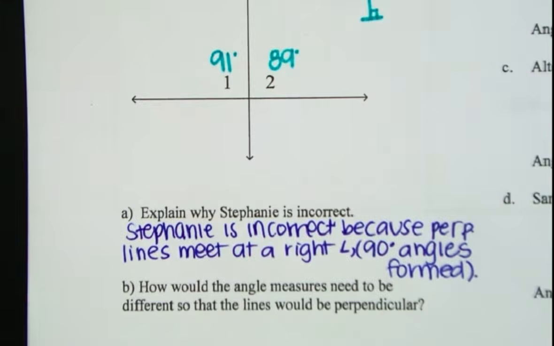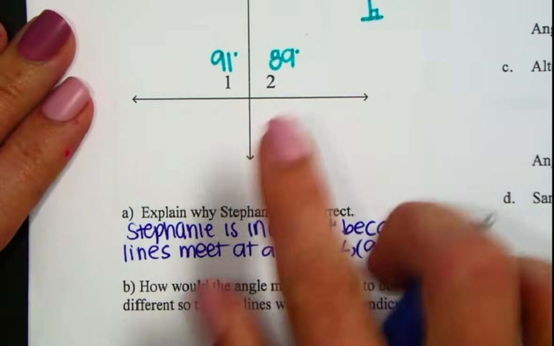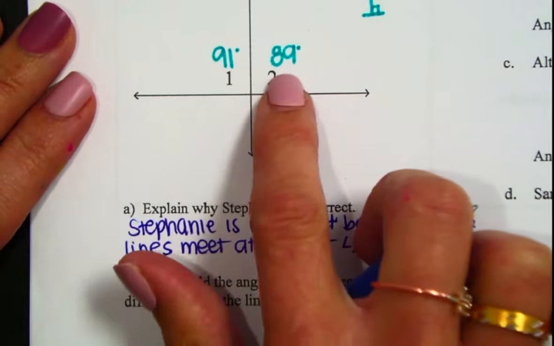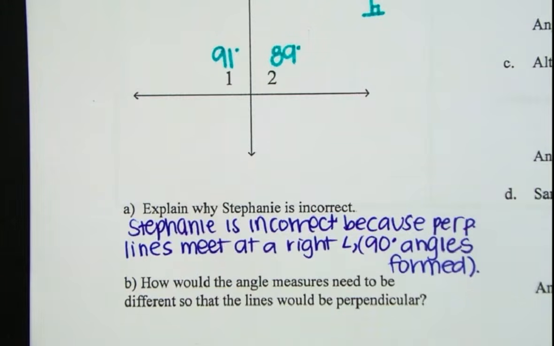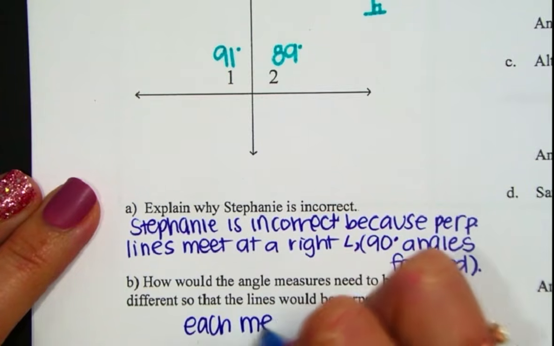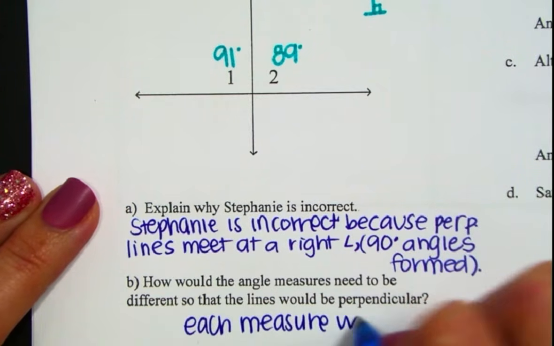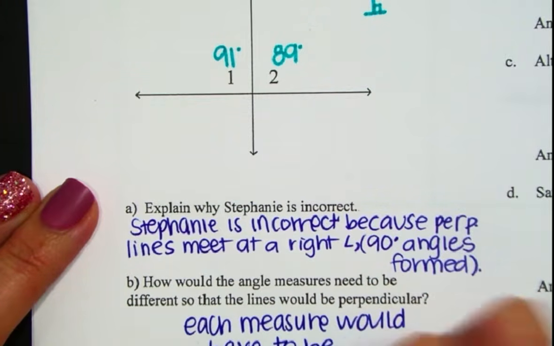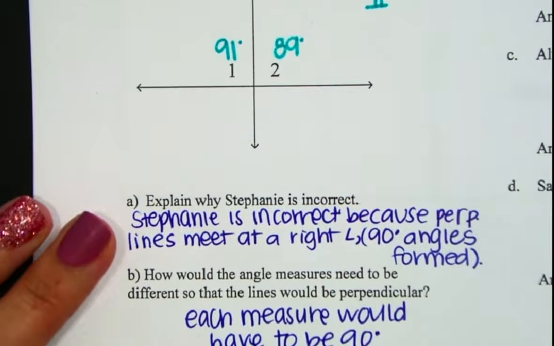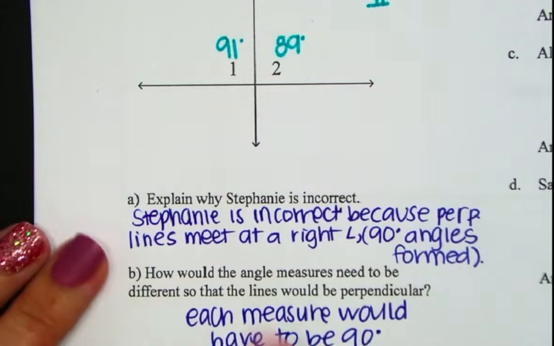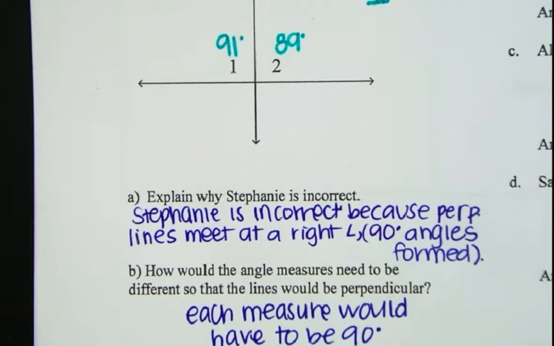Okay, so how would the angle measures need to be different so that the lines would be perpendicular? So these lines were pretty close, but the lines would have to be exactly 90 degrees in order to be perpendicular. So each measure would have to be 90 degrees in order to be perpendicular. Even though it's very close, if it's not exactly 90, they're not perpendicular. So changing them to exactly 90.